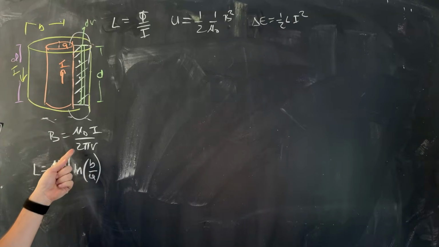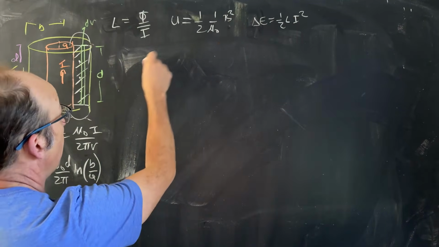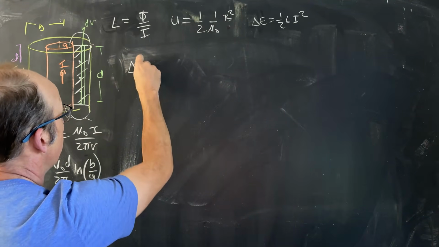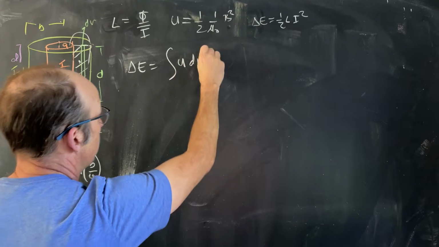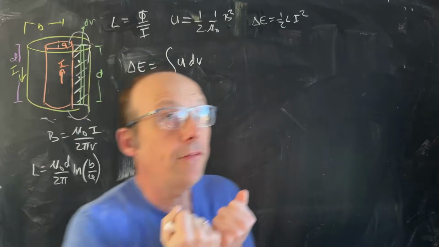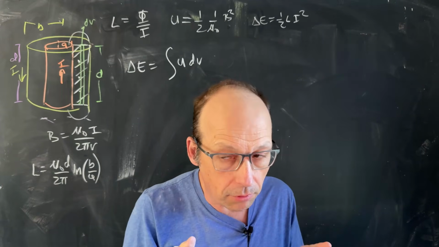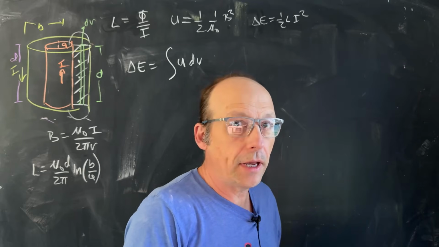I know B, right? But I need to integrate over the whole volume. So I'm going to say, I called it delta E because I don't want to confuse that with electric field. Delta E is going to be the integral over the whole volume of u dV. And again, we have a triple integral. We're integrating over volume.